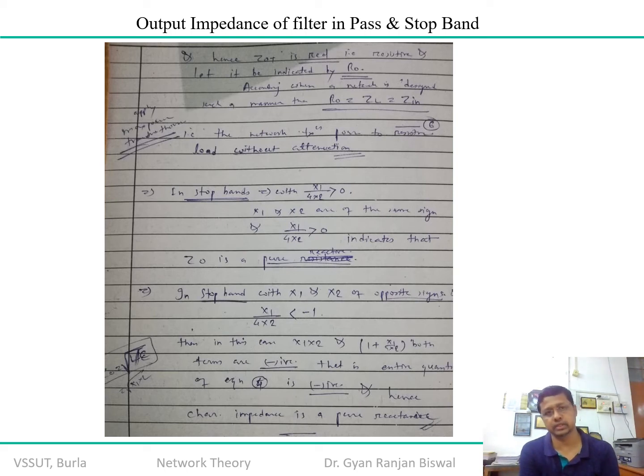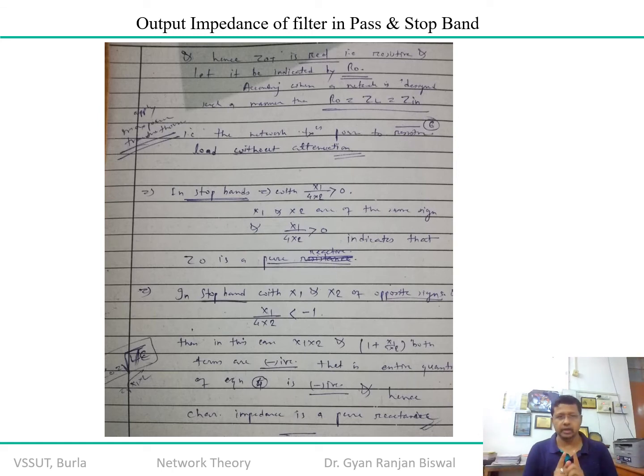So if it is going to violate that condition, it is a reverse of analogy. Rather than resistance, you will get reactance in nature. Understood? Similarly, in the case of the stop band, if this ratio x1 upon 4 x2 is less than -1, it should be greater than -1. If it is less than -1, then the product of x1 x2 and this whole factor 1 plus x1 by 4 x2, both terms are negative. The whole equation we have discussed is negative in nature, and therefore the characteristic impedance is reactive in nature, whereas it should be resistive in nature.